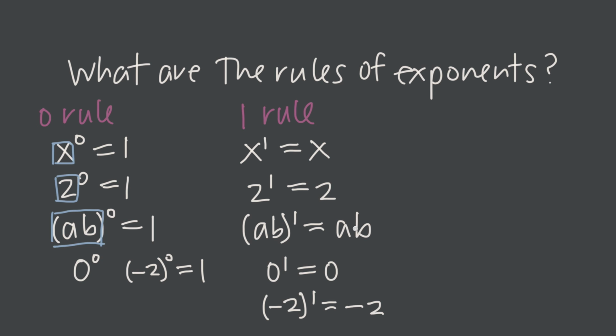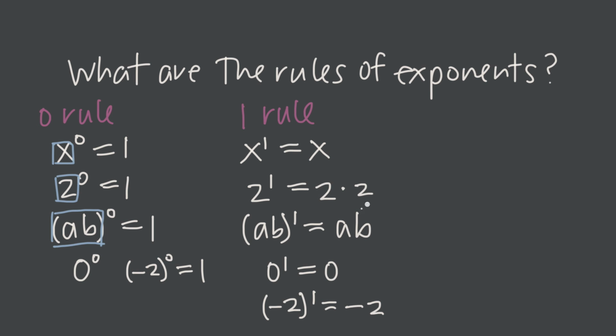And the reason this works is because, remember, the exponent tells you how many times to multiply the base by itself. So for example, 2 to the first power is just telling you multiply 2 by itself 1 time. And you might think that that means actually 2 times 2, right? If I multiply 2 by itself 1 time, maybe that's 2 times 2.